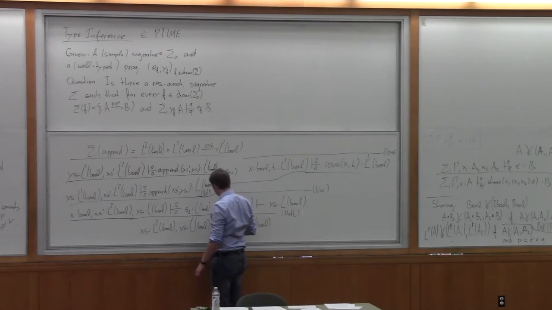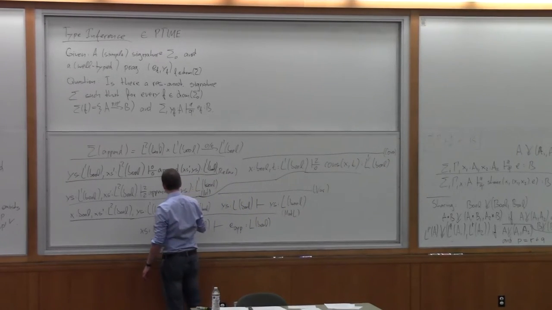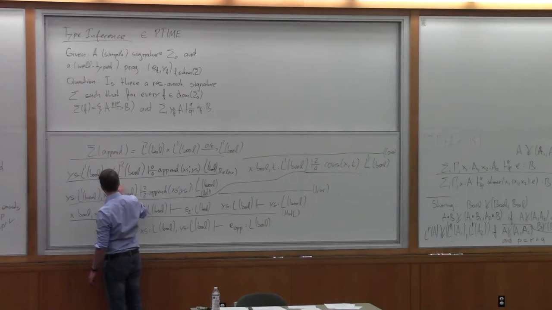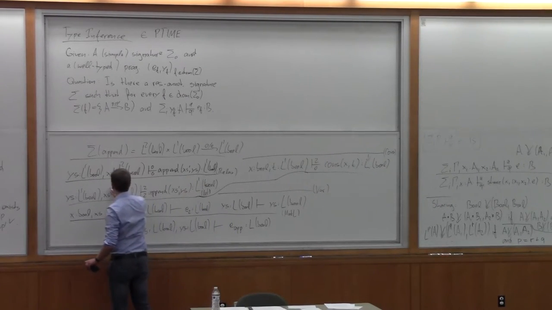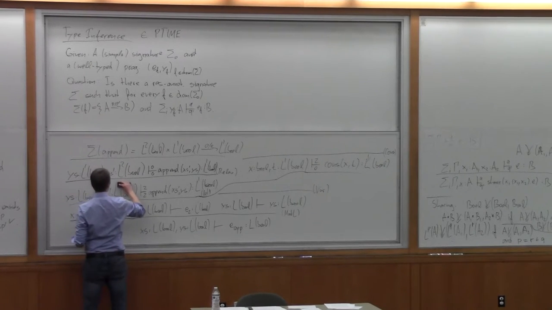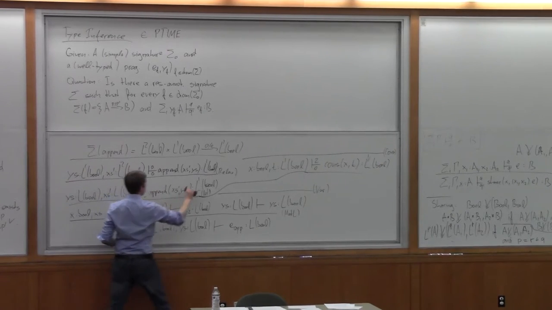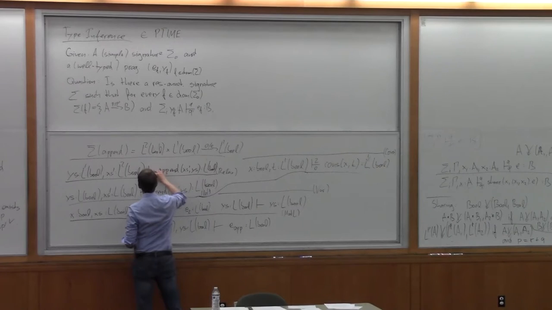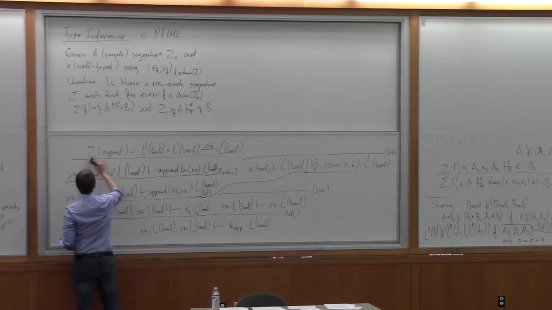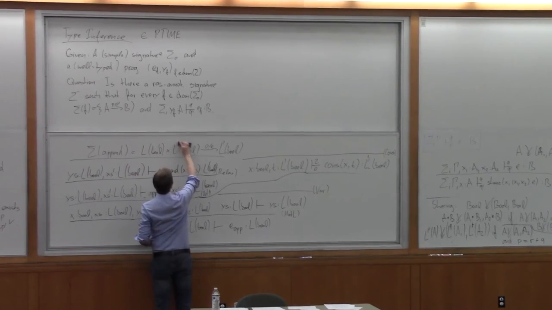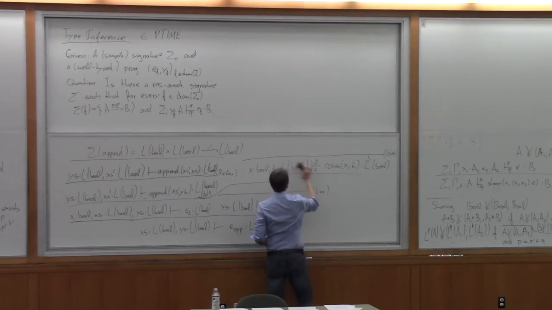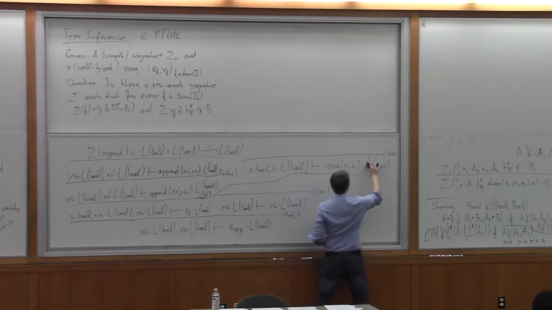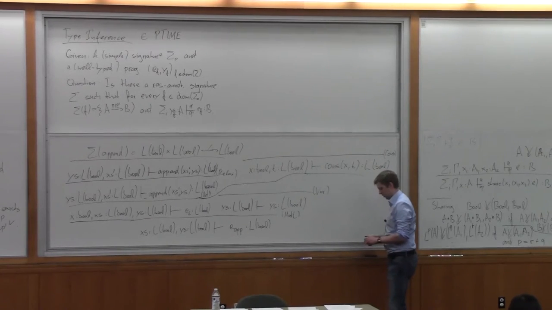So we remove all these annotations here, and we get a type derivation in this simple affine type system. And what we're going to do is we replace them with unknown variables that we want to determine. Okay.